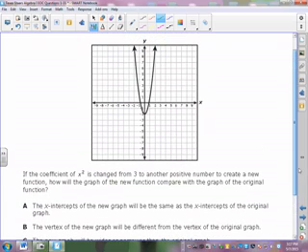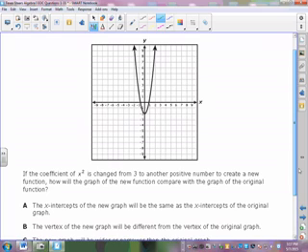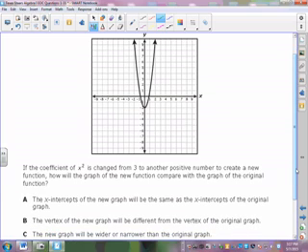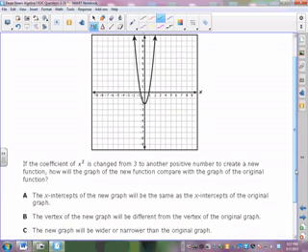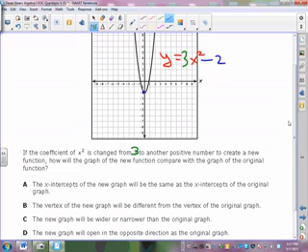If the coefficient of x squared is changed from 3 to another positive number to create the new function, how will the graph of the new function compare with the original function? They're telling us that this is the line y equal to 3x squared, because that is a parabola. We also know the y-intercept is -2, so we can put that on there also. That's the equation of that function.